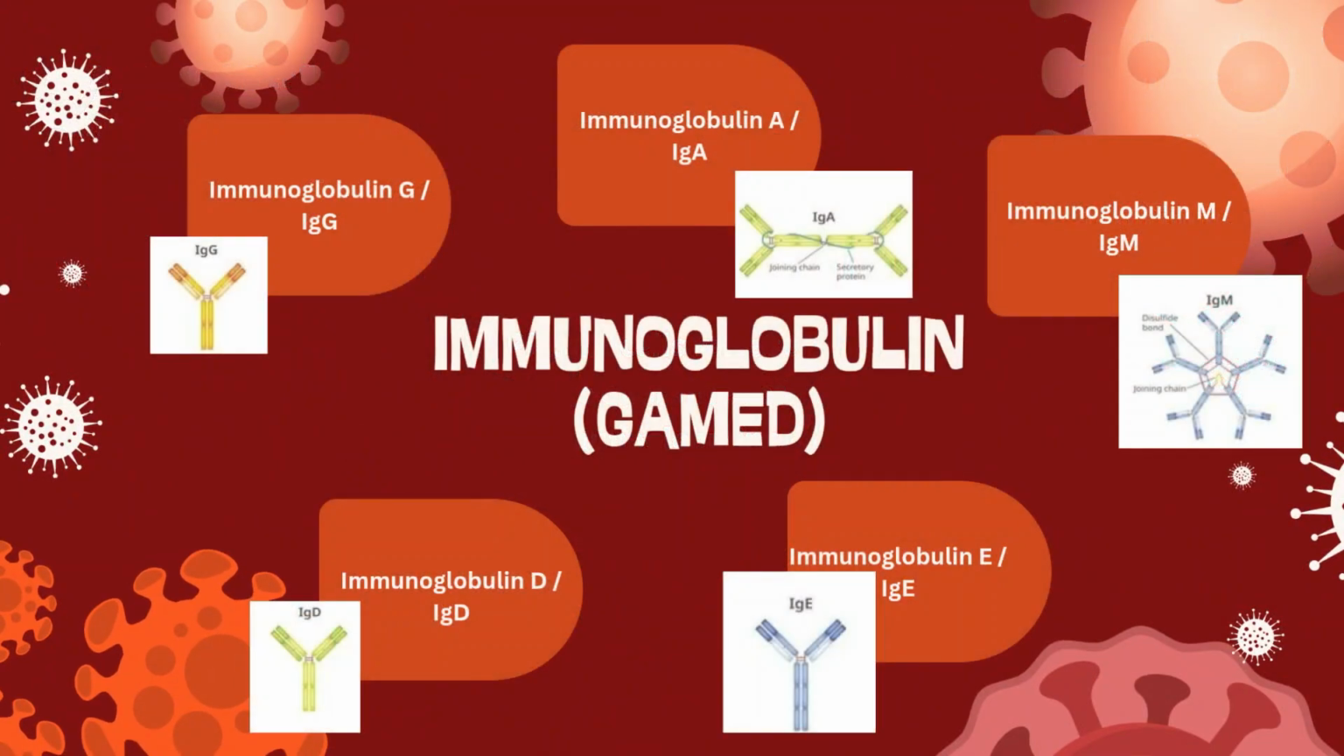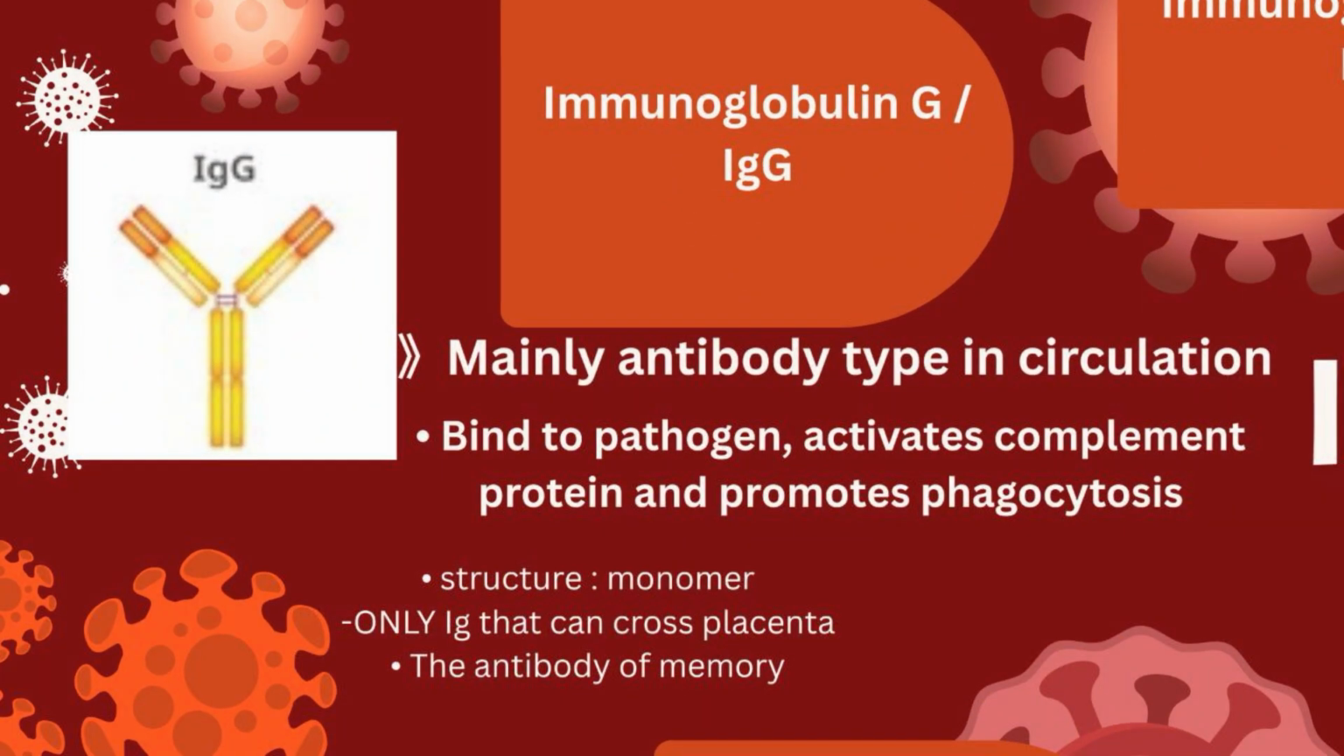Now let's start with immunoglobulin G, also known as IgG. IgG is the main antibody found in our blood circulation. It plays several important roles in immunity. First, it binds to pathogens, which helps the immune system recognize and destroy them. It also activates complement proteins and promotes phagocytosis, which is when immune cells engulf and remove pathogens.